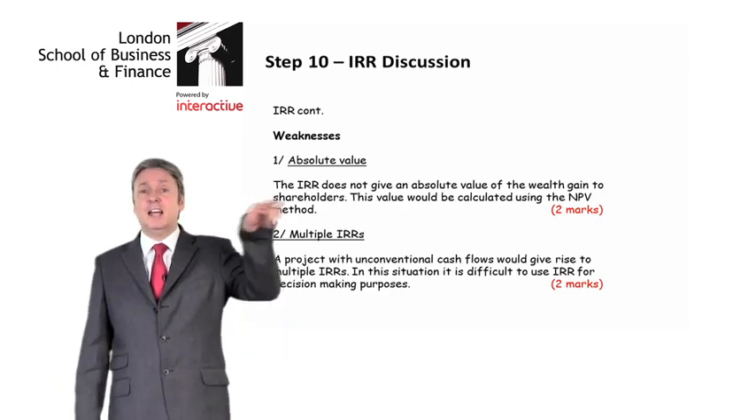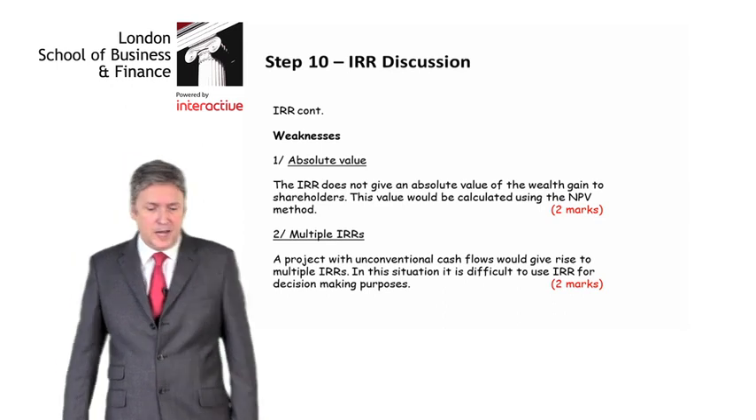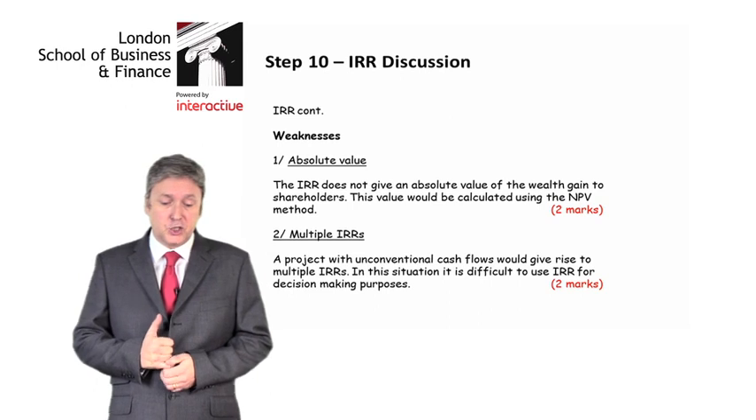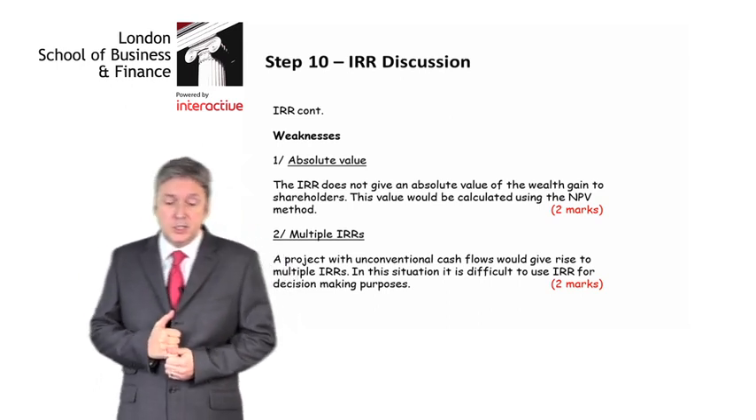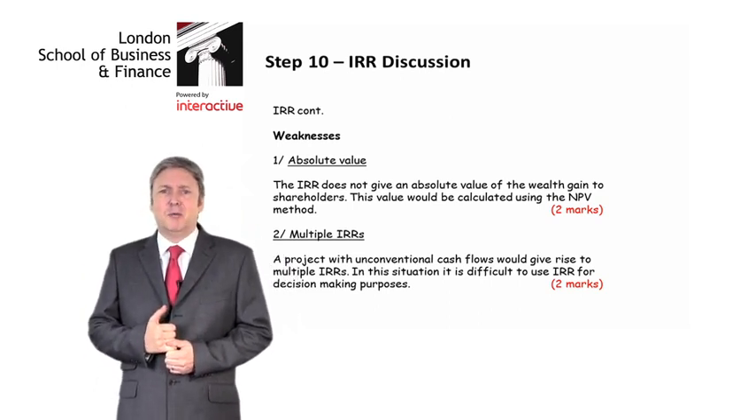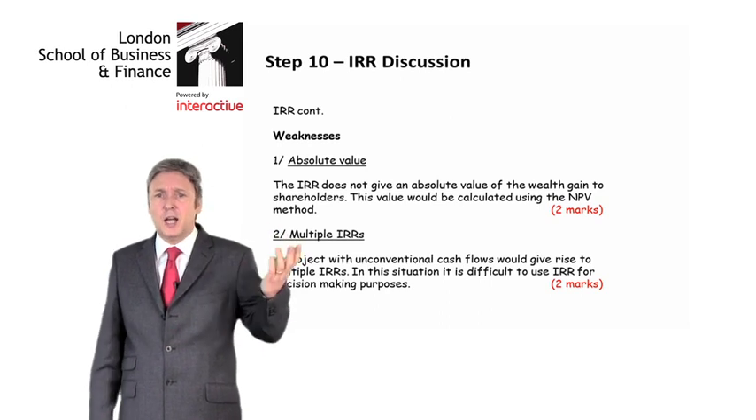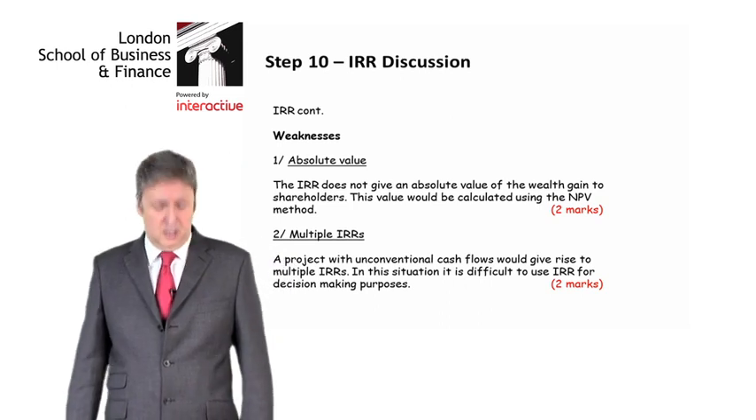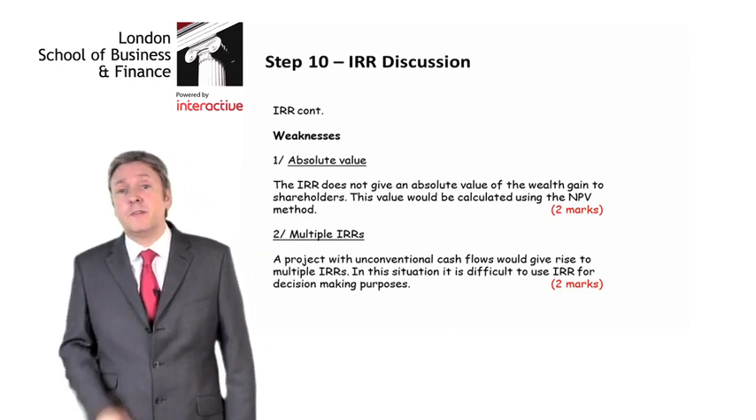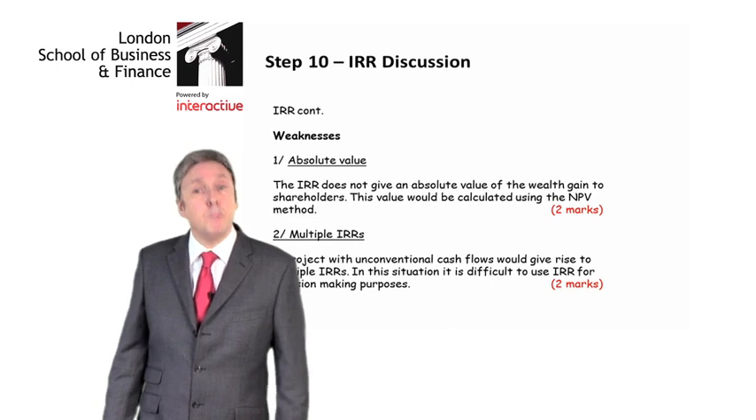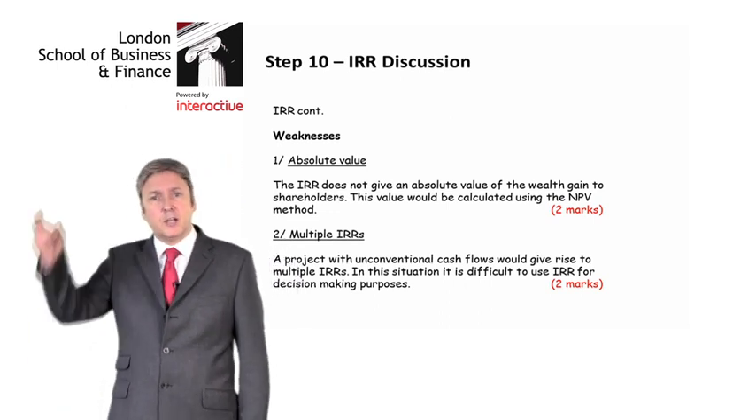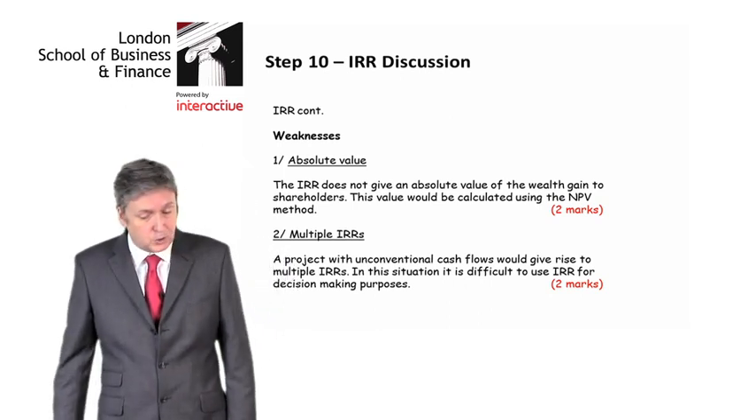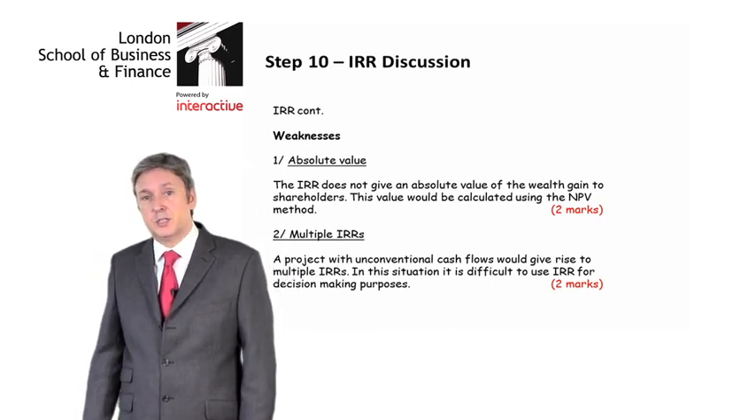Weaknesses. Another header. Notice. Absolute value. The IRR does not give an absolute value of the wealth gained to shareholders. This value would be calculated using the NPV method. What we're saying is that relative measure may be good in some ways and not so good in others. And multiple IRRs. A project with unconventional cash flows would give rise to multiple IRRs. Yes, it looks a bit like the Loch Ness Monster if you think about it. In this situation, it is difficult to use IRR for decision-making purposes.